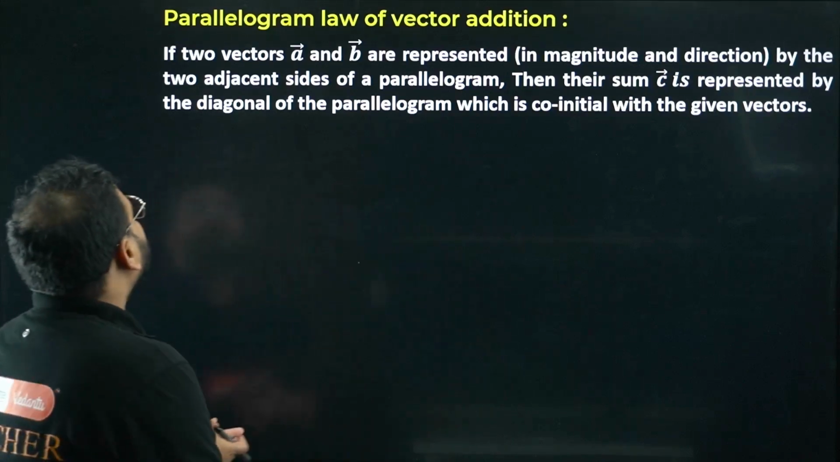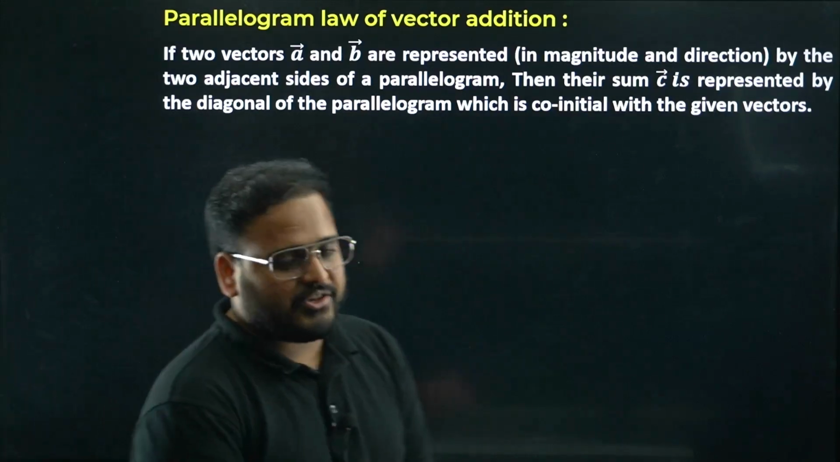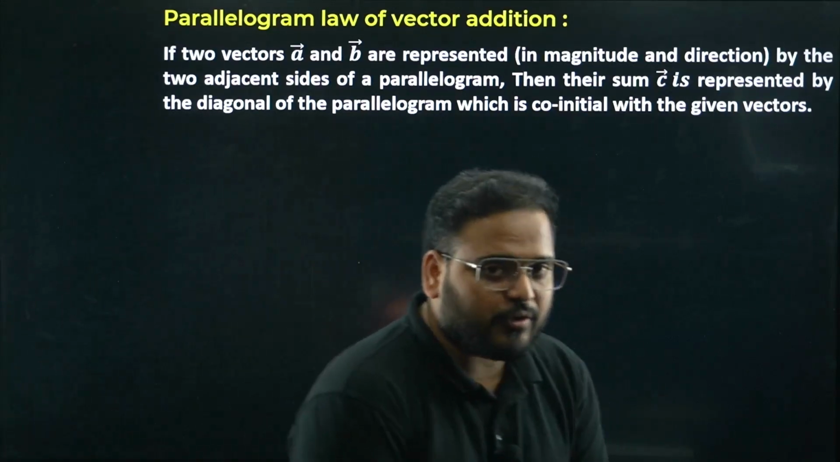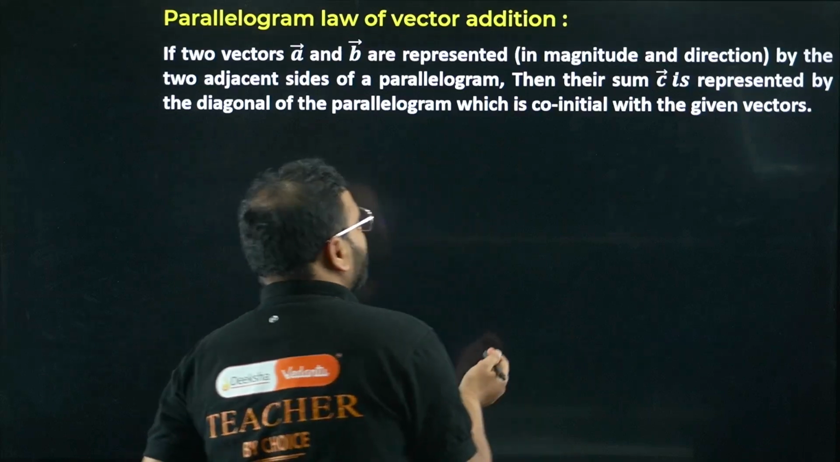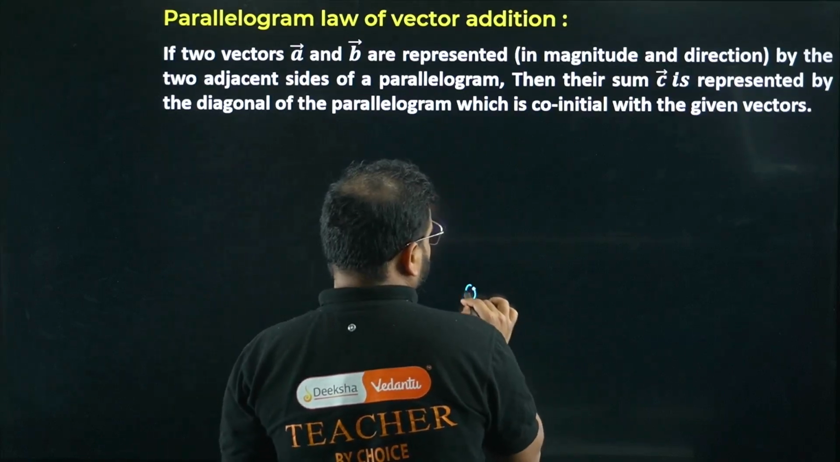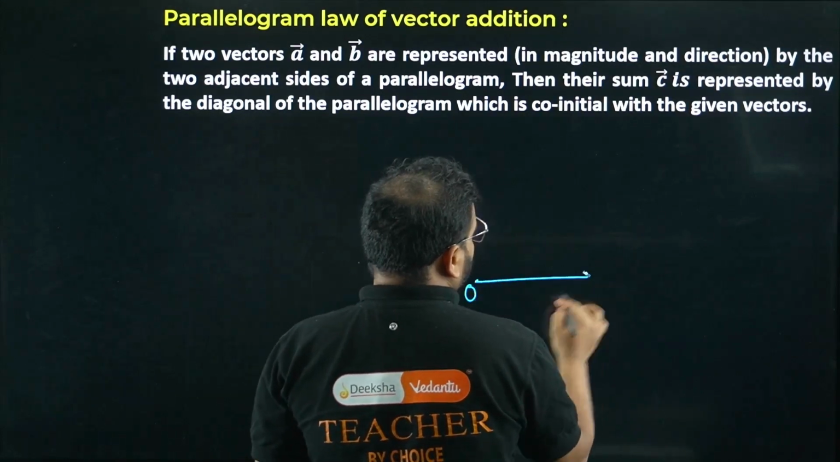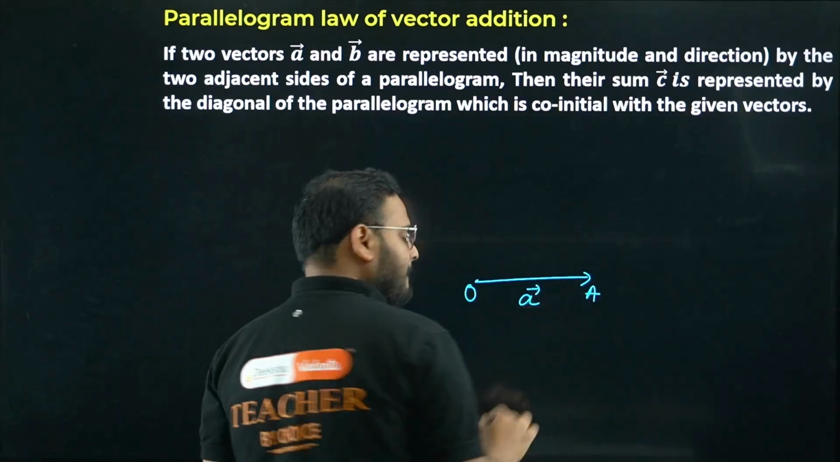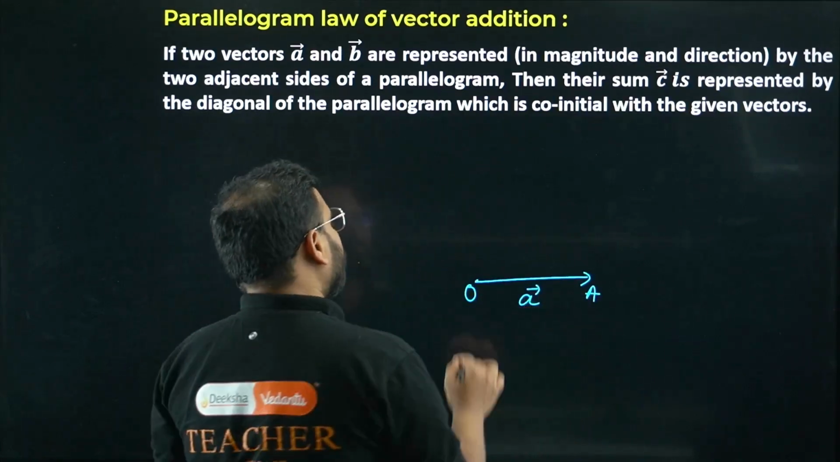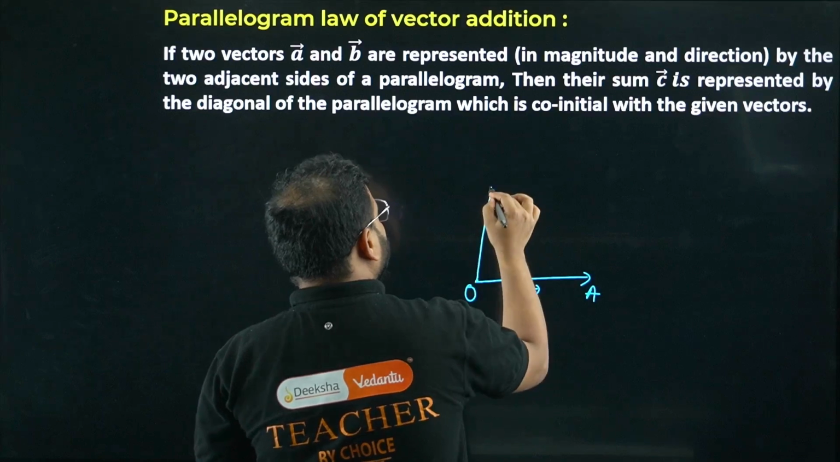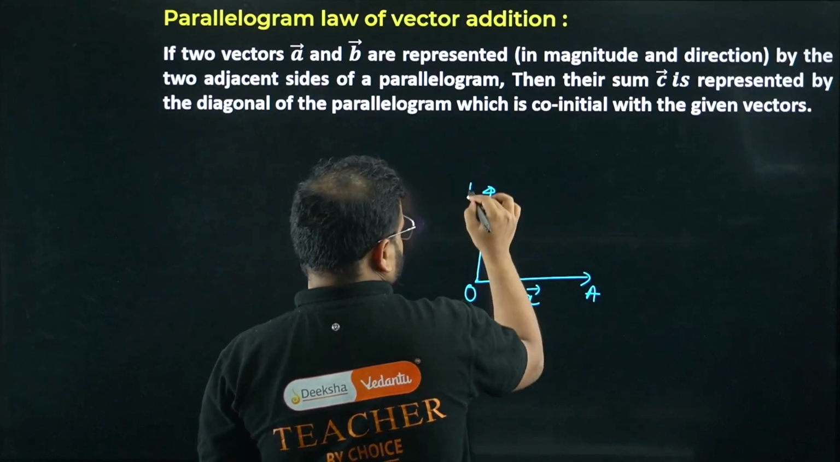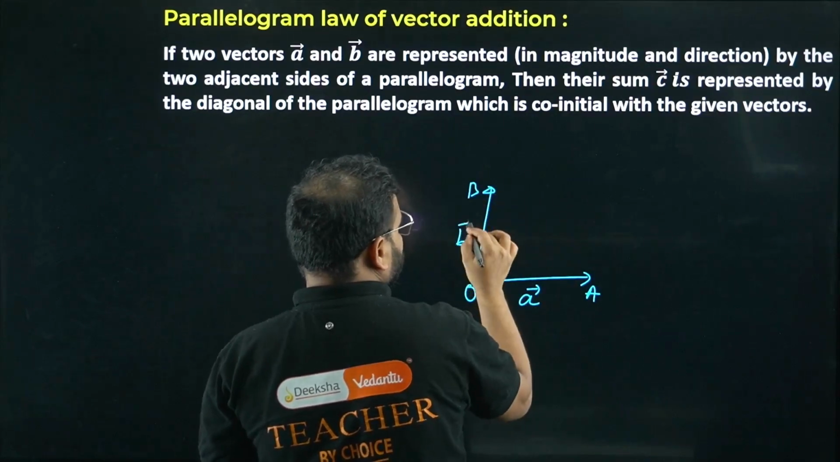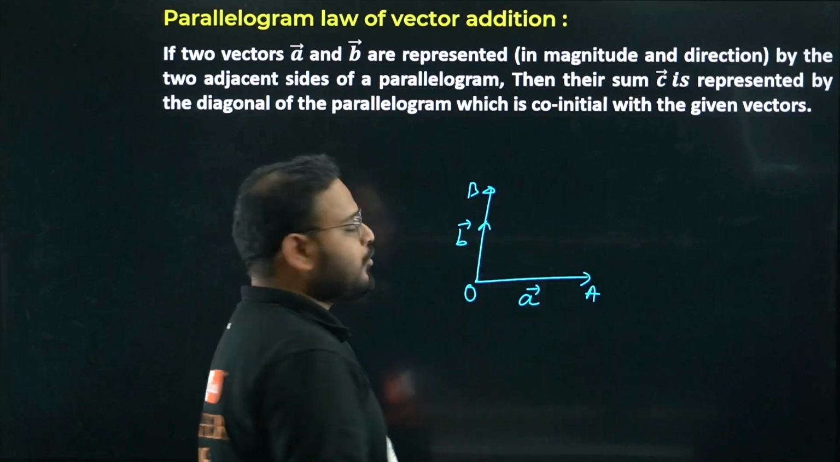What we have next is the parallelogram law of vector addition. What do you do in this case? Of course, we go the same way. Let's say I have a point O over here. From here, I draw a vector till the point A, calling it vector A, and this is vector B, let's say like this. Of course, direction sense I hope you know by now.